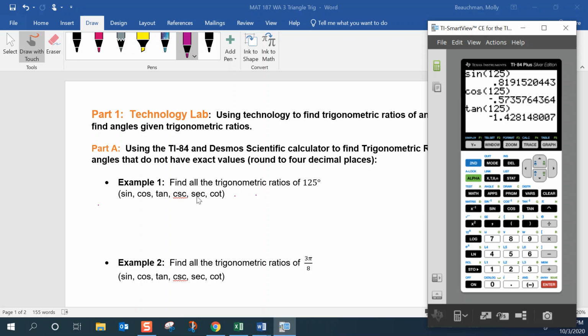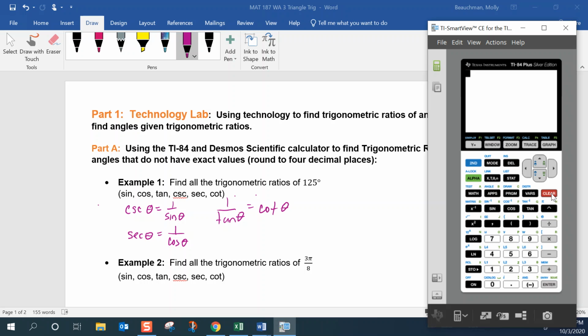When we find the cosecant, secant, and cotangent, we have to use the reciprocal property. So the cosecant of an angle is equal to 1 over the sine of the angle. The secant is equal to 1 over the cosine, and the cotangent is equal to 1 over the tangent. So we still use the sine, cosine, and tangent buttons, but we're going to use the reciprocal instead.